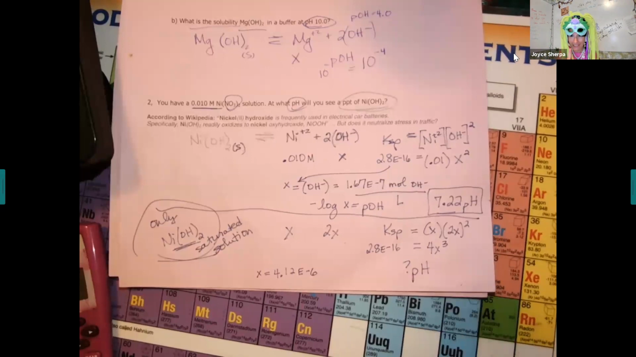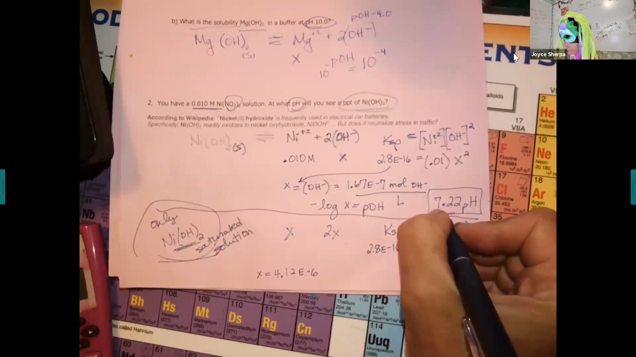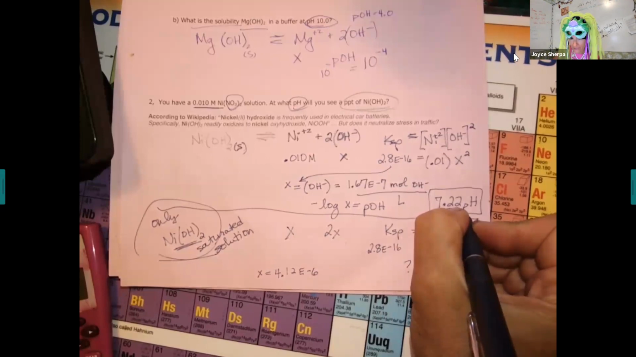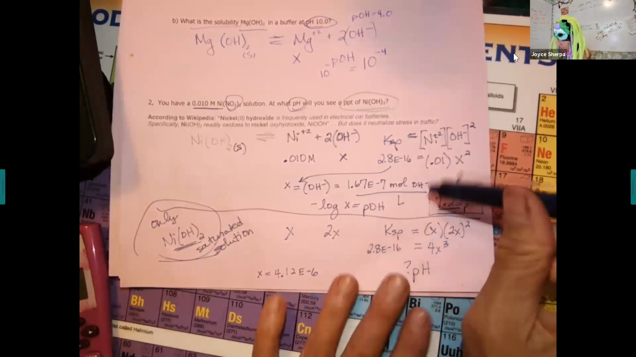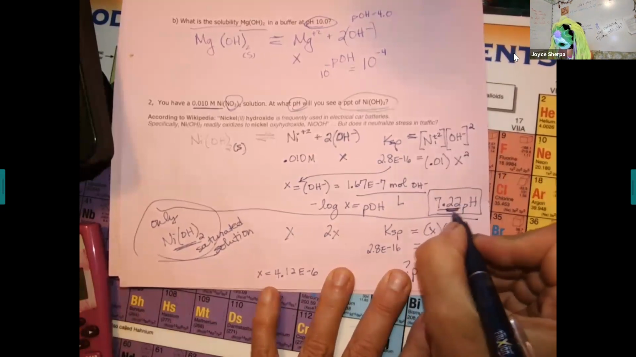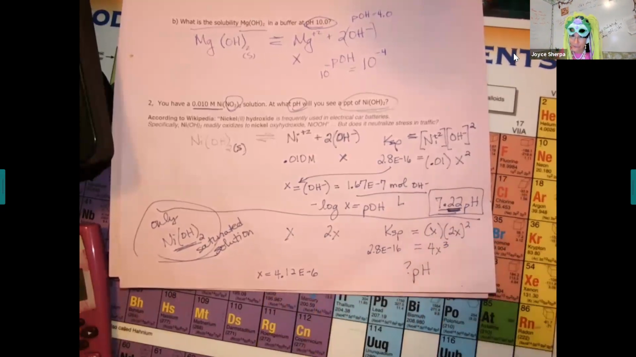pH, a reminder, this number is 2 sig figs, 7.22, because it's a log function. And once you do a log function, only the numbers after the decimal count towards sig figs. So 7.22 as a pH is 2 sig figs. You need to always give your pHs to 2 decimal places, at least.